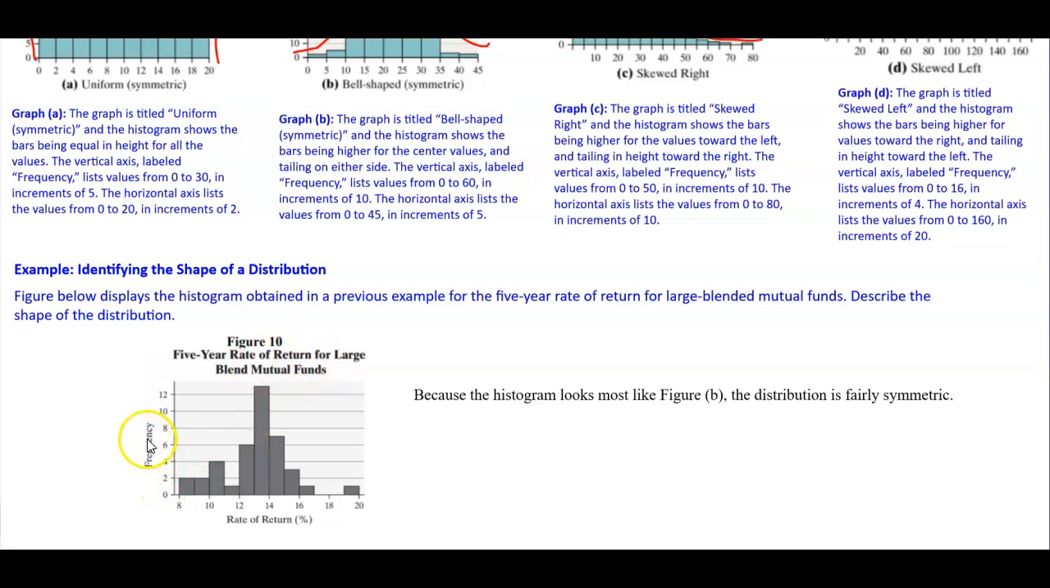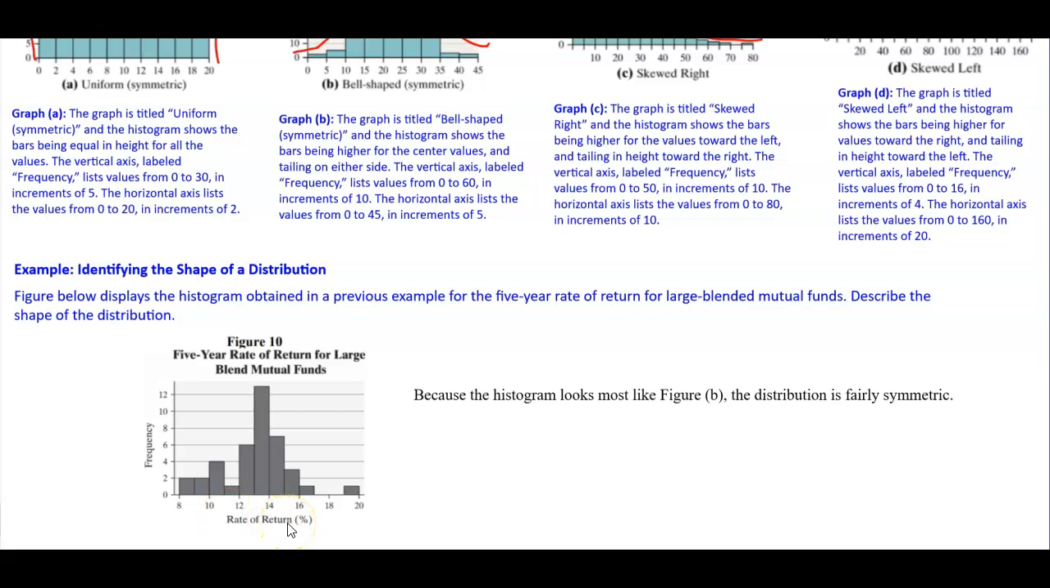We can see that the vertical axis is labeled frequency, and the values are listed from 0 to 12 in increments of 2. And we can see that the horizontal axis is titled rate of return, going from values from 8 to 20, in increments of 2.